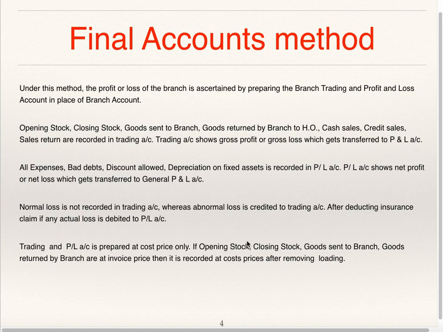This is very important. If opening stock, closing stock, goods sent to branch, goods returned by branch are at invoice price, then it is recorded at cost price after removing the loading. You are supposed to find out the loading, remove the loading and record everything at cost price.